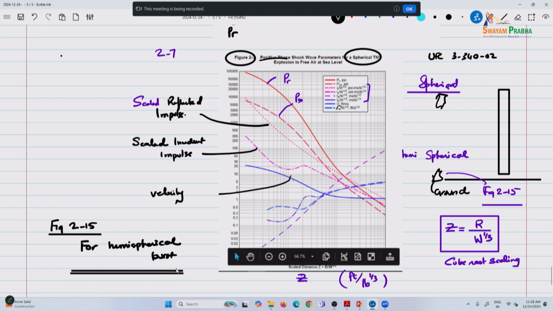So get familiar with these. You can look up the UFC 340, and we will be using these for some of the problems that we have. On this side also they have the arrival time and the duration. There are 2 T's: one of them is the arrival time and the other is the duration. If I blow it up it is not going to be very clear, so you can see it in the UFC 340.